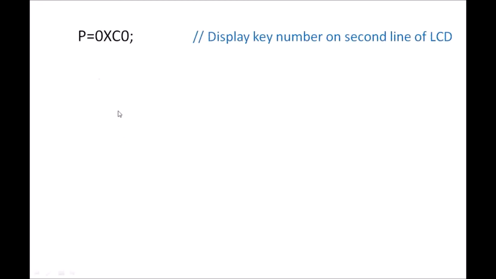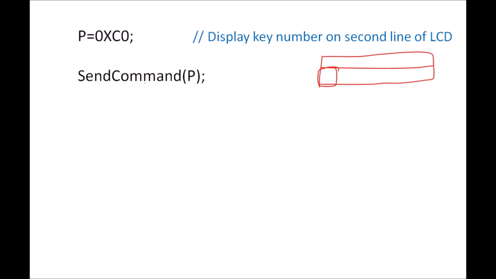Now we want to display the key pressed by the user on row 2. For that, we'll first check the address of the first character of the second row, that is C0H. So here we'll display the key pressed by the user. The address of this will be stored in a variable P, capital P, and we'll send this to the command function so that now the pointer or cursor will point to this position.